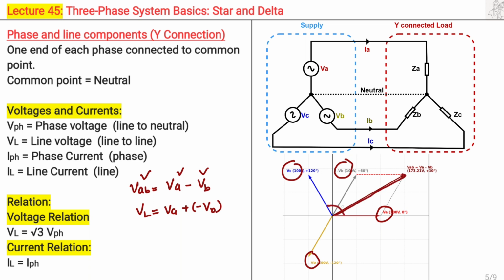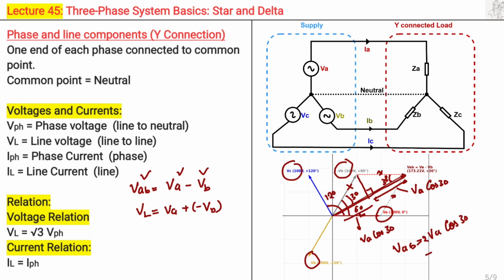Now we know that this angle is 120 degrees, so this will be 60 degrees, so this will be 30 degrees. Now if we draw a perpendicular to this line, and all these lines have the same length, therefore this will be 30 degrees. Now this length is simply the phase voltage VA cos 30. Similarly, this will also be VA cos 30. So when we add these, VAB will be equal to VA cos 30 into 2, and this is 2 into VA root 3 by 2, that is root 3 times VA.